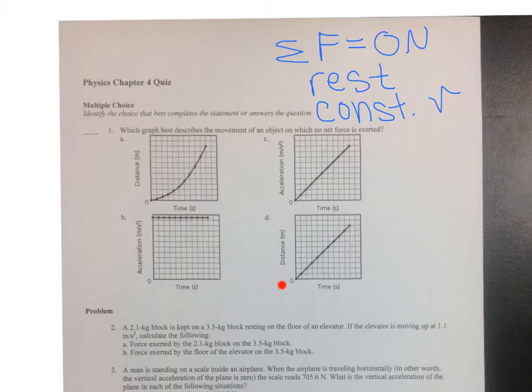Here we have distance versus time. As each second ticks by, we're covering the same amount of distance. This tells me that the object is moving with a constant velocity, and therefore this is the only graph that represents an object on which no net force is exerted. So this is the only object where that statement is true. So the correct answer here is D.